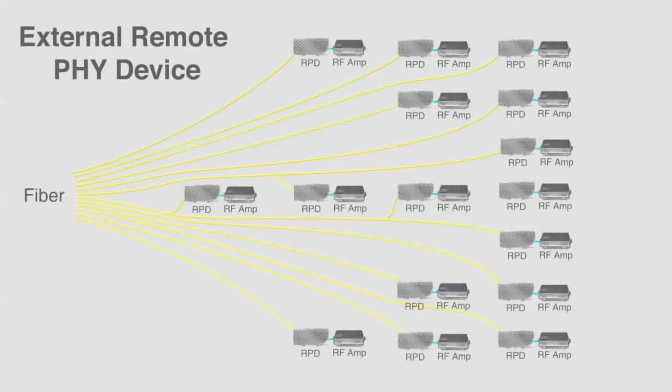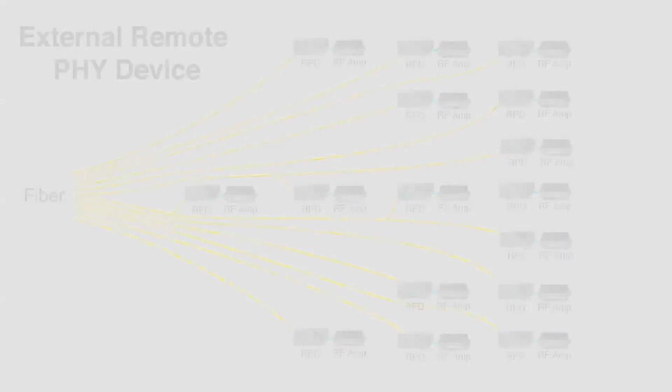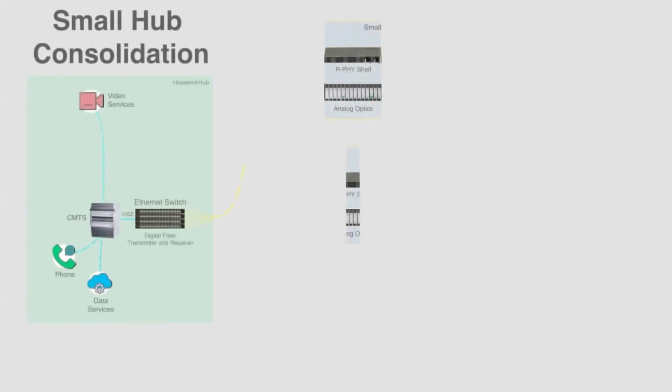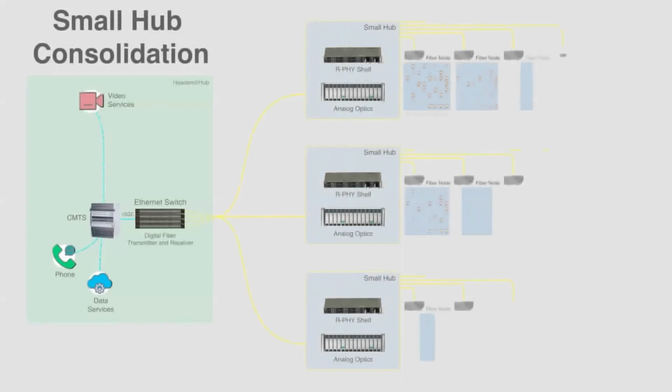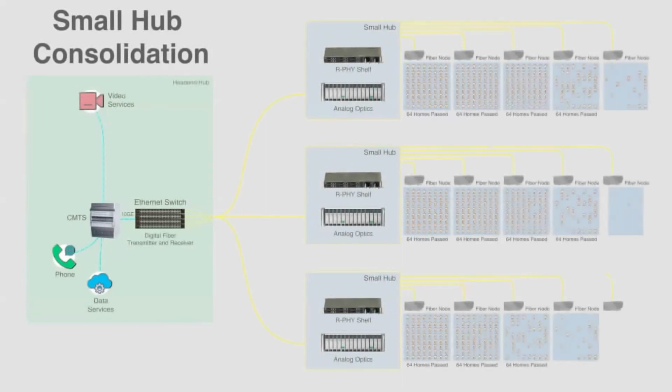The Remote PHY device also generates additional heat that may be a challenge to dissipate. One solution is to have the Remote PHY device in its own housing. The digital RF output is then connected to the amplifiers. This allows for the reuse of existing amplifiers.